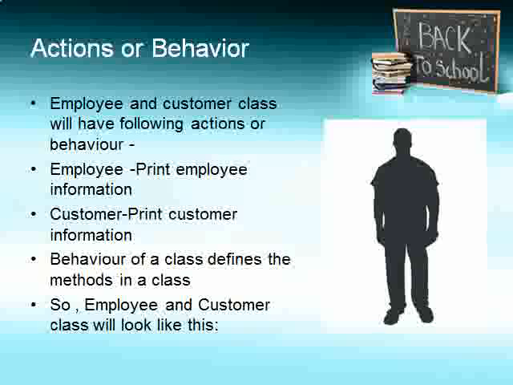Now comes the third and the final step, that is to identify the actions or behavior of a particular class. Employee and customer class will have the following actions or behaviors. What do you expect out of the employee class? An employee class should be able to print employee information. Similarly, a customer class should be able to print customer information. So these are the behaviors of employee and customer class. Behavior of a class defines the methods which will be present in the class. Now let's go further and see how an actual employee and customer class will look like.